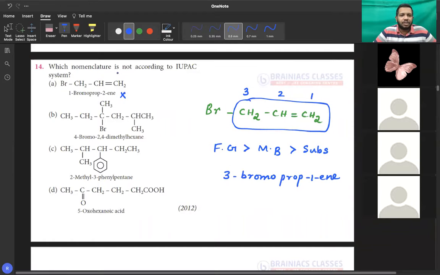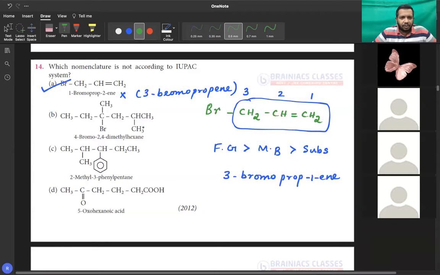So which nomenclature is not according to the IUPAC system? Option A will be the correct answer, because the actual answer is which one? 3-bromopropene. 3-bromopropene is the correct answer. Good. So what about the next options? Can we just analyze that as well?